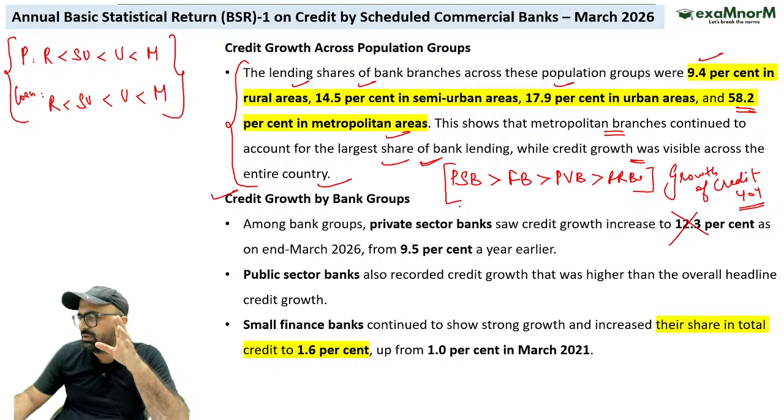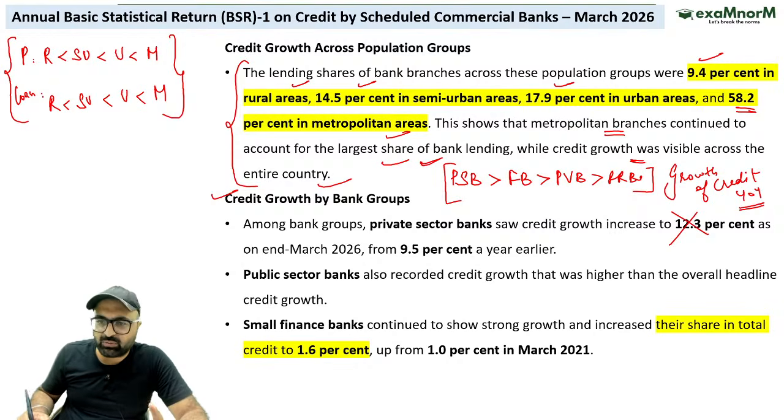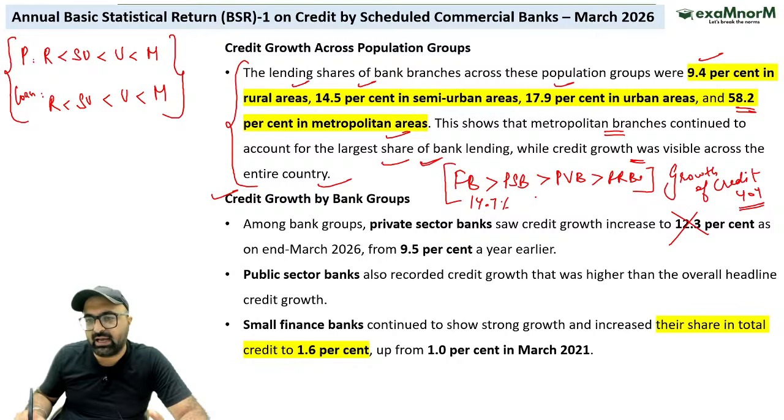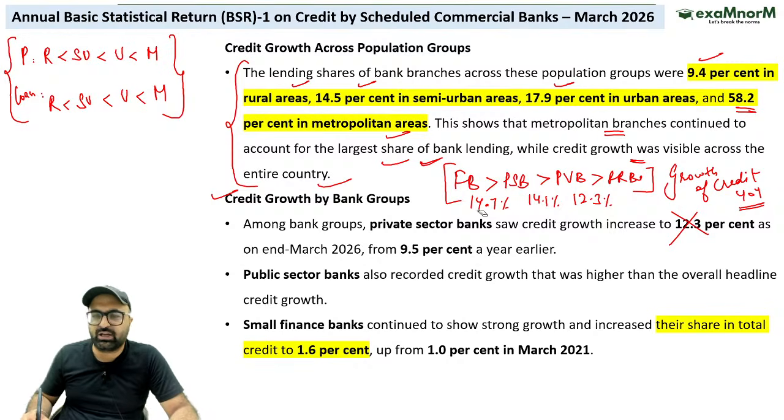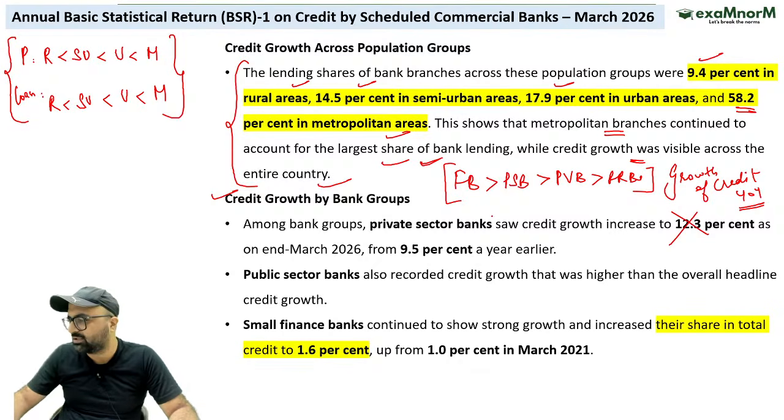So in this case, one second. This is going to be in this manner. It is foreign banks first, and then we have public sector banks. This is witnessing a growth of 14.7%, and it is around 14.1% only. This is 12.3%. And in case of RRBs, the growth is very small. This is how you need to remember the things which are going to be asked in the examination.